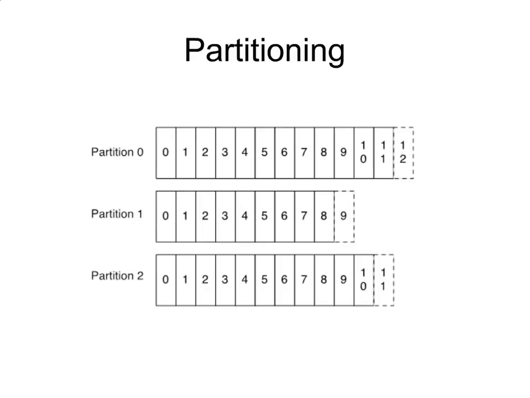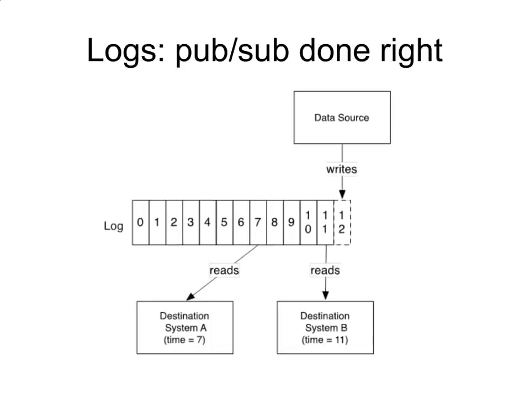We have a notion of a topic, which is like a category of data. At LinkedIn, for example, page views are a topic, searches are a topic. Each large category of data is a topic. And inside of that, data is cut up, maybe by user ID or something like that, into partitions. And each of these partitions is really just a log or sequence of records.